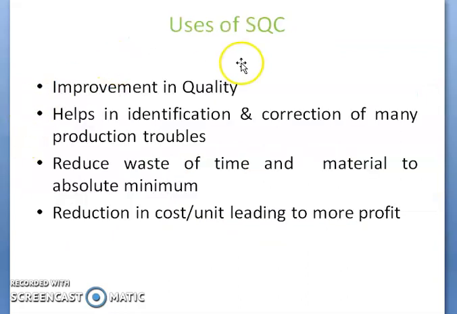So this is a conclusion and uses of statistical quality control. Improvement in quality helps in identification and correction of many production troubles, reduces waste of time and material to absolute minimum, and reduction in cost per unit leading to more profit.